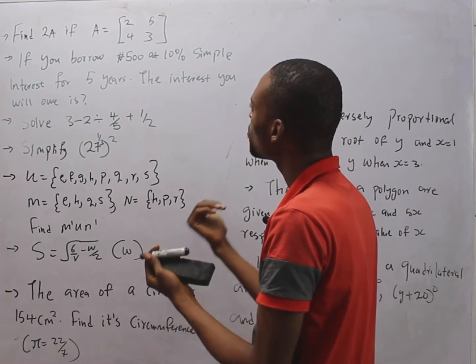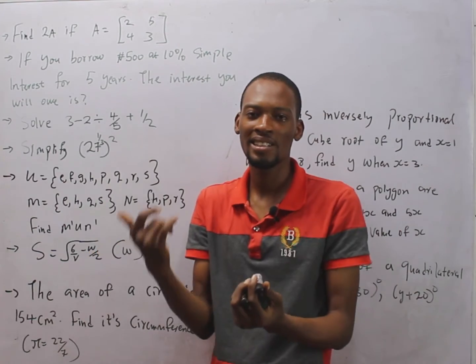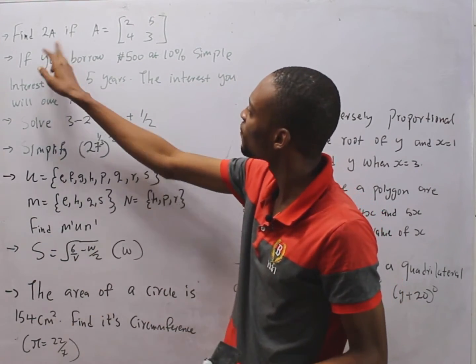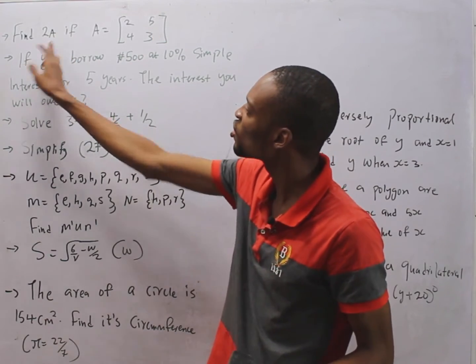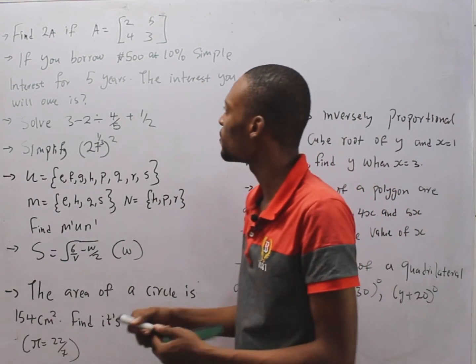This is a 2 by 2 matrix, and this is under scalar multiplication. Scalar multiplication, what does it mean? This is the matrix A. We are using a single number to multiply a matrix. We refer to that as scalar multiplication.